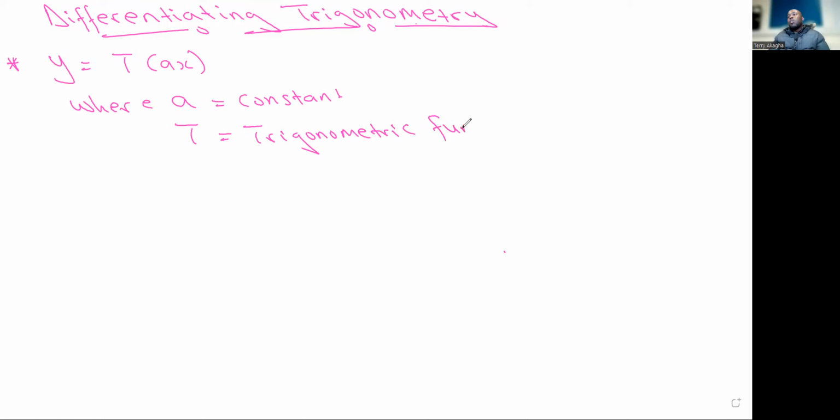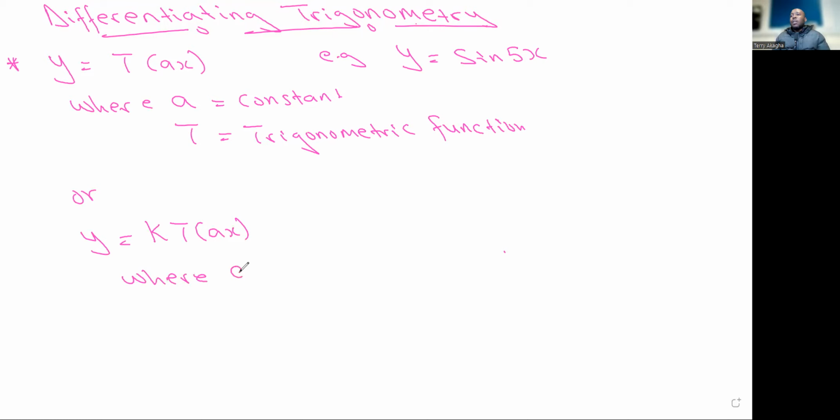So for instance, if you have something like y is equal to sine 5x, and you're told to differentiate this, okay? Or it's possible as well that you could have it as y is equal to kT(ax), okay? So in this case, instead of having just one constant, both a and k are constants, and T is the trigonometric function.